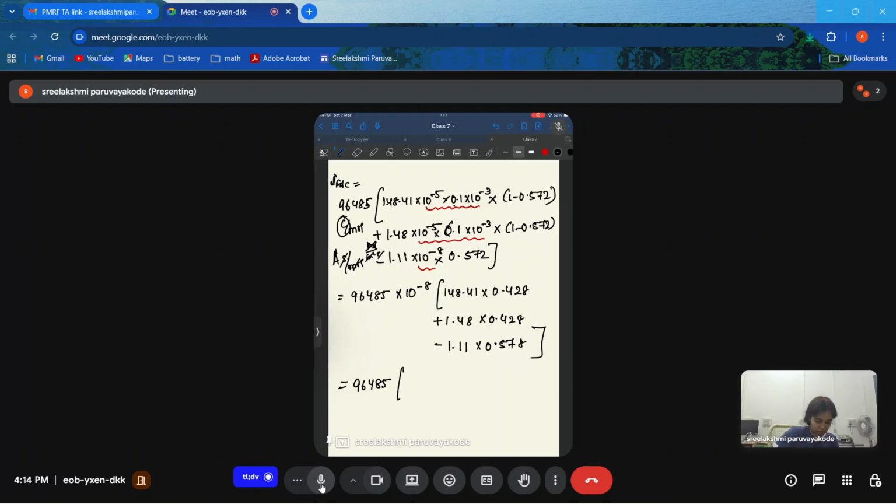How much is the value? So you're going to get 148.41 into 0.428, 63.52, plus 1.48 into 0.428, 0.64, minus 1.11 into 0.578. It's 0.64 actually, so I'm going to just cancel this out. There's a 10 to the power minus 8 over here, I was just wondering where it went. Okay, so now 96,485 into 63.52, divided by, into 10 to the power minus 8.